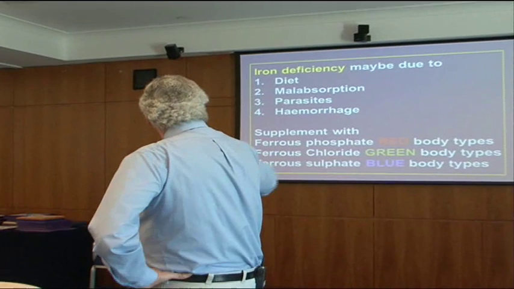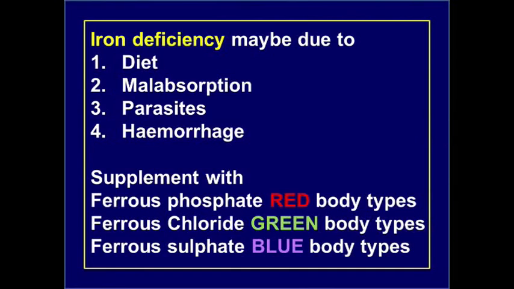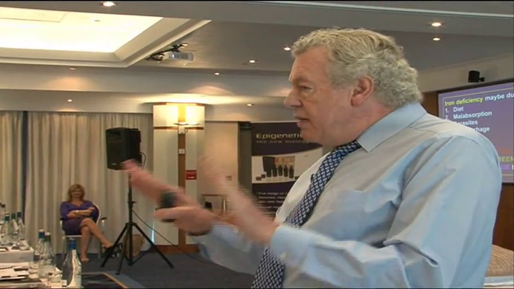Okay, so hemorrhage. We could be losing blood from heavy periods, heavy menstrual periods, so we get iron deficiency. Now, if we need iron, which type of iron do we put? So this again is really, really important because what I'm just about to tell you will apply to all minerals.